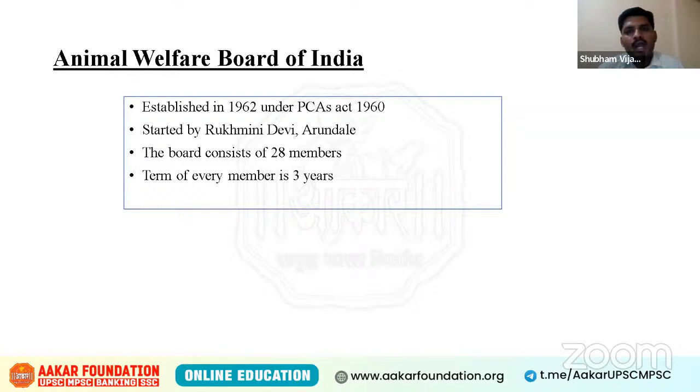Then this board has a total of 28 members, and the term of every member is about 3 years. So here we have taken 5 major points. First, AWBI was established in 1962. It comes under the Prevention of Cruelty Against Animals Act, which came into force in 1960. It was started by Rukmini Devi Arundale. The board consists of 28 members and each member's term is about 3 years.